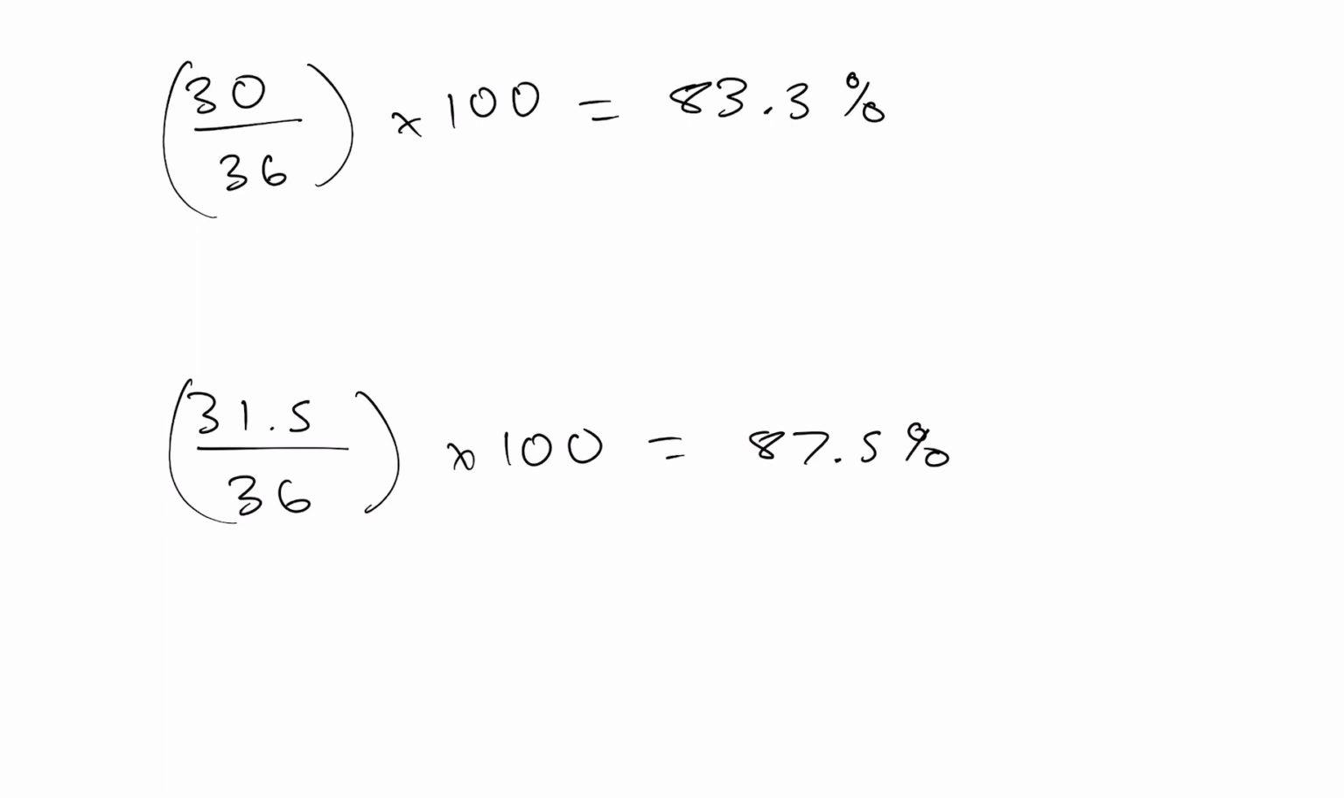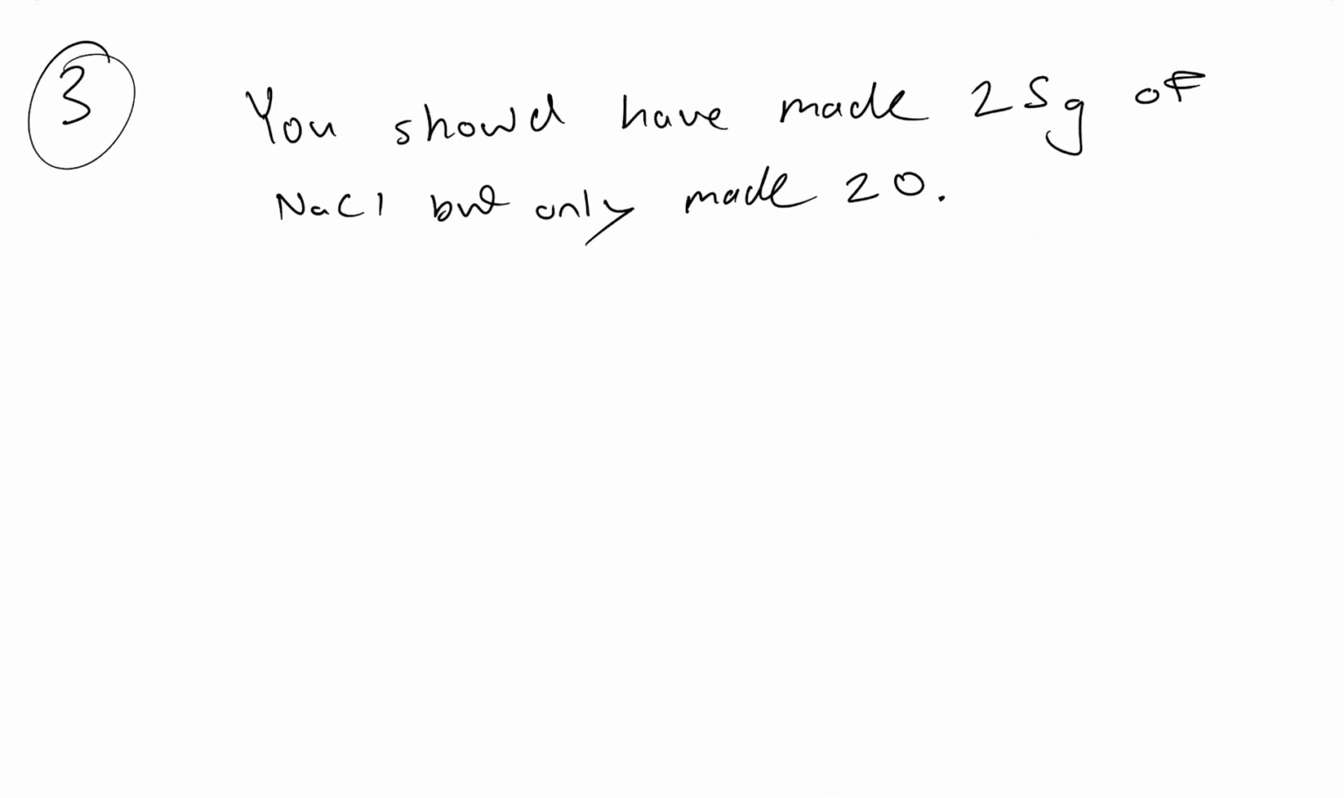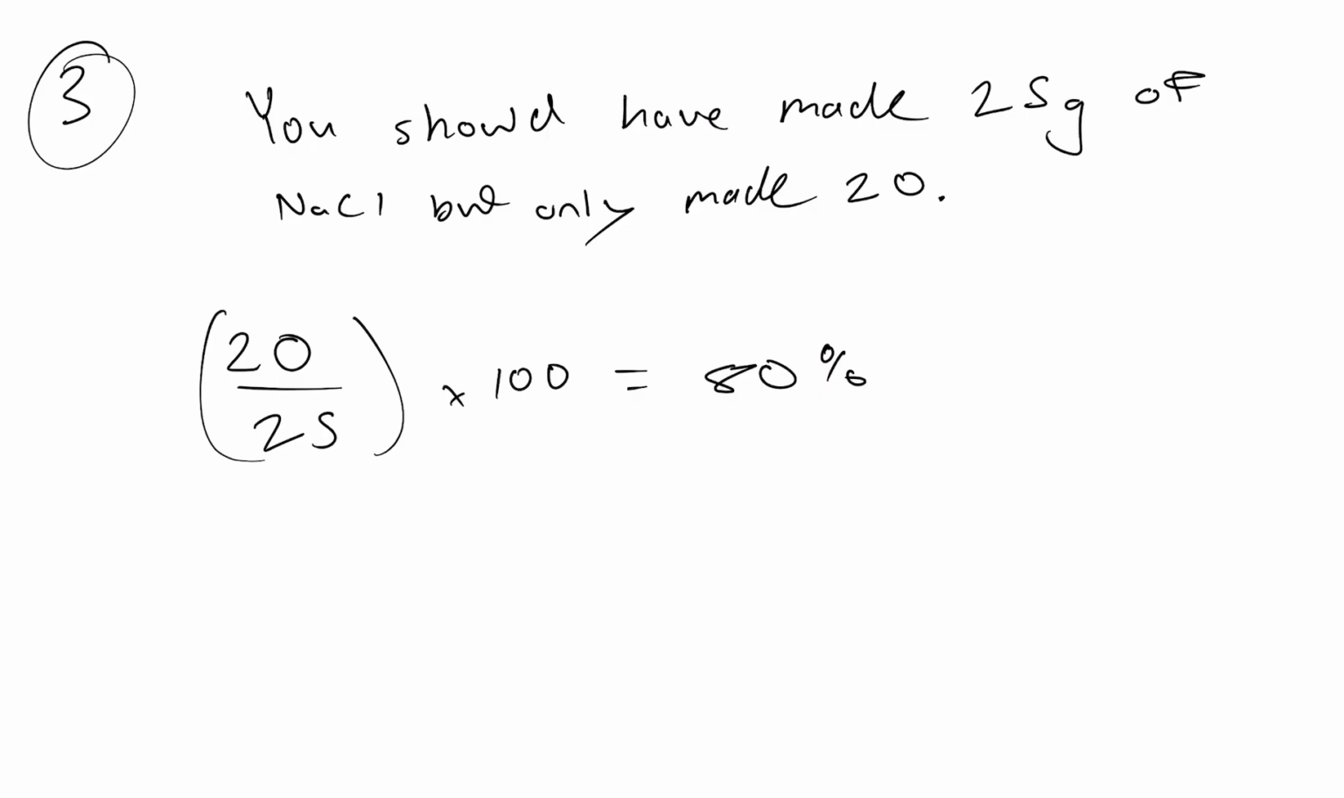Now try one on your own. Let's say you should have made 25 grams of NaCl but only made 20. Pause the video and try it on your own. But when you come back, you'll see that this is just 20 over 25, what you got over what you expected, times 100, which is equal to 80%.